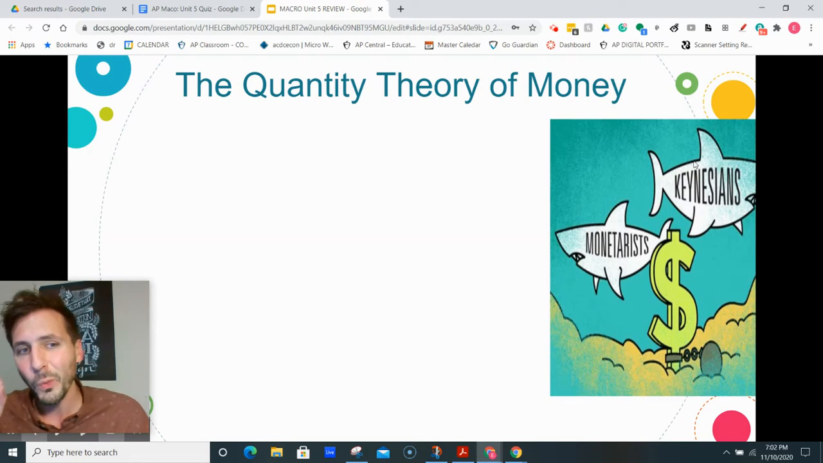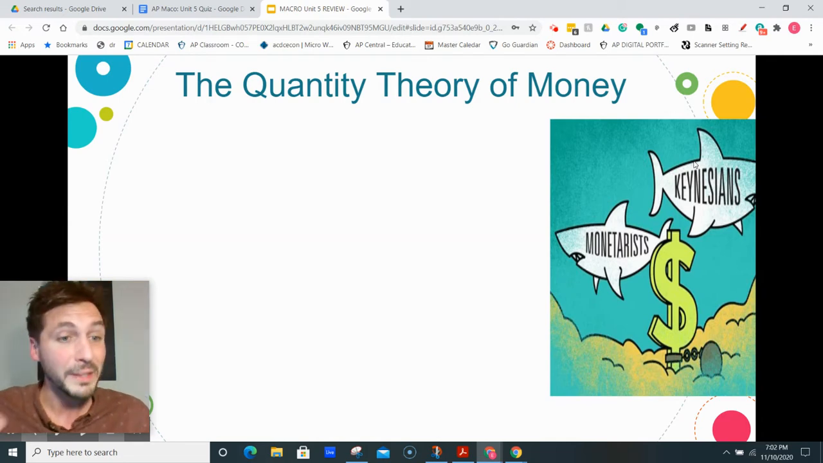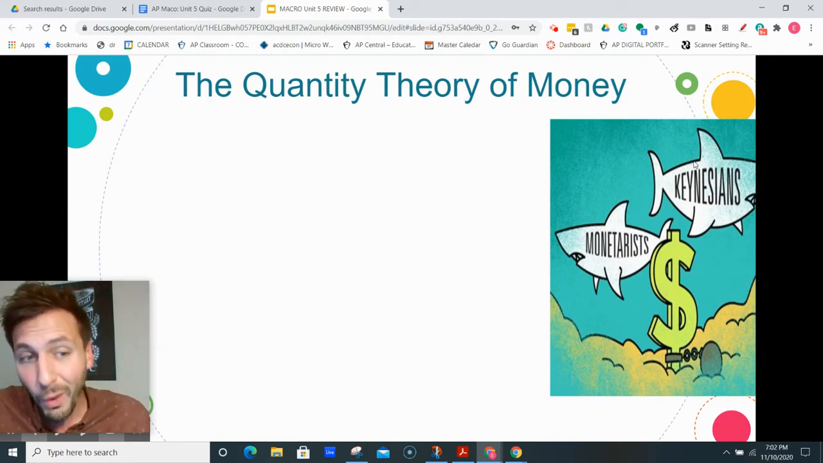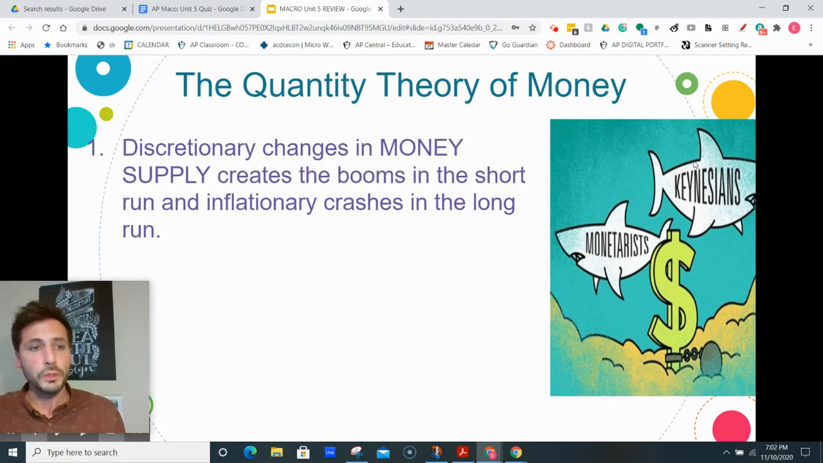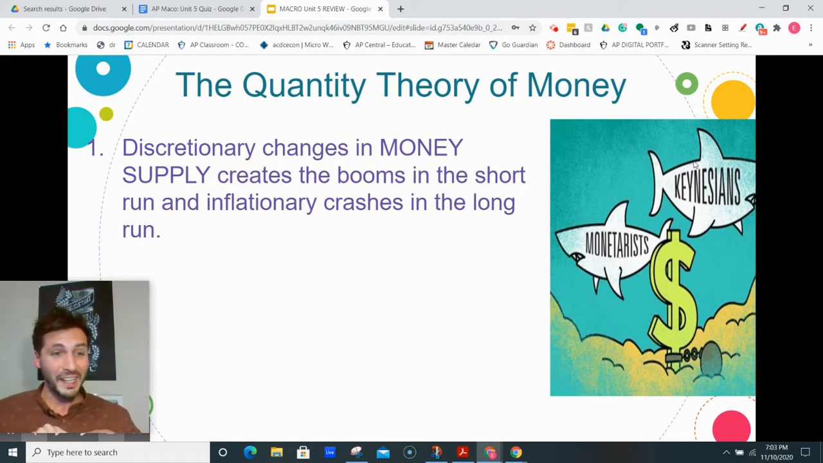Okay, so we call this the quantity theory of money. This idea that the amount of money that we put into the economy matters beyond just manipulating the interest rate. It actually can cause issues. The issue that monetarists, who are the proponents of this idea, have with it is that when you have discretionary changes in the supply of money, namely when you increase the supply of money, it actually creates these booms and busts in our economy.